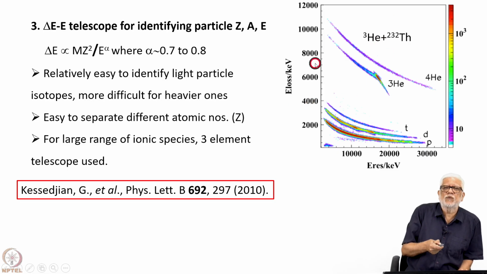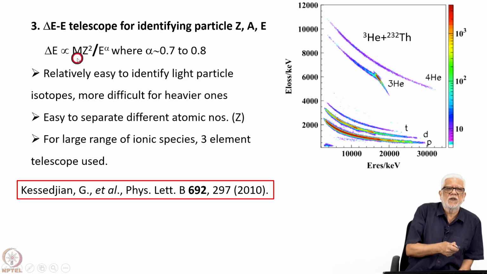So if you want to, for instance, discriminate between 28, 29 and 30 silicon, it becomes much more difficult, because then the mass is only differing by 1 part in 30. So then the resolutions of these delta E detectors come into play. However, it is easy to separate different atomic numbers, and that is because of the Z squared dependence. The isotopic thing is a little more difficult for heavier ions. Lighter ions, of course, it is possible, as we saw here.